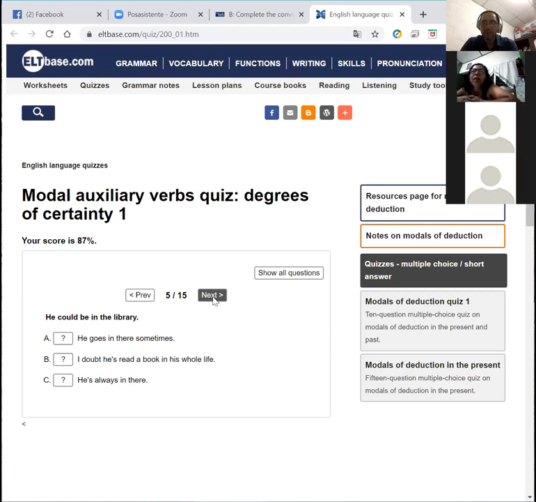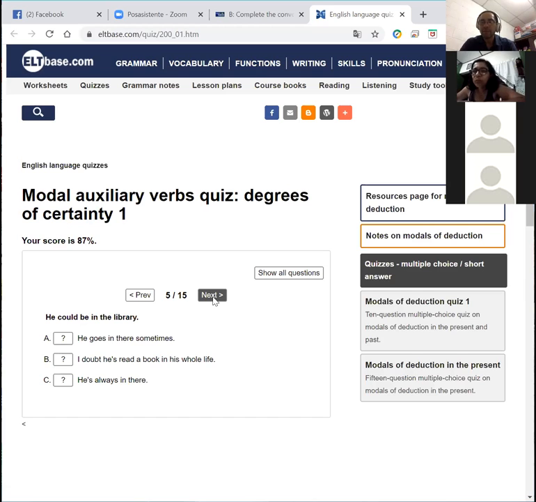Letter A, he goes in there sometimes. Letter B, I doubt he's read a book in his whole life. Letter C, he's always in there. Lizzie, letter B is I doubt. The pronunciation is doubt. This means I'm not sure. When you say I doubt, it's I don't know, I'm not sure.